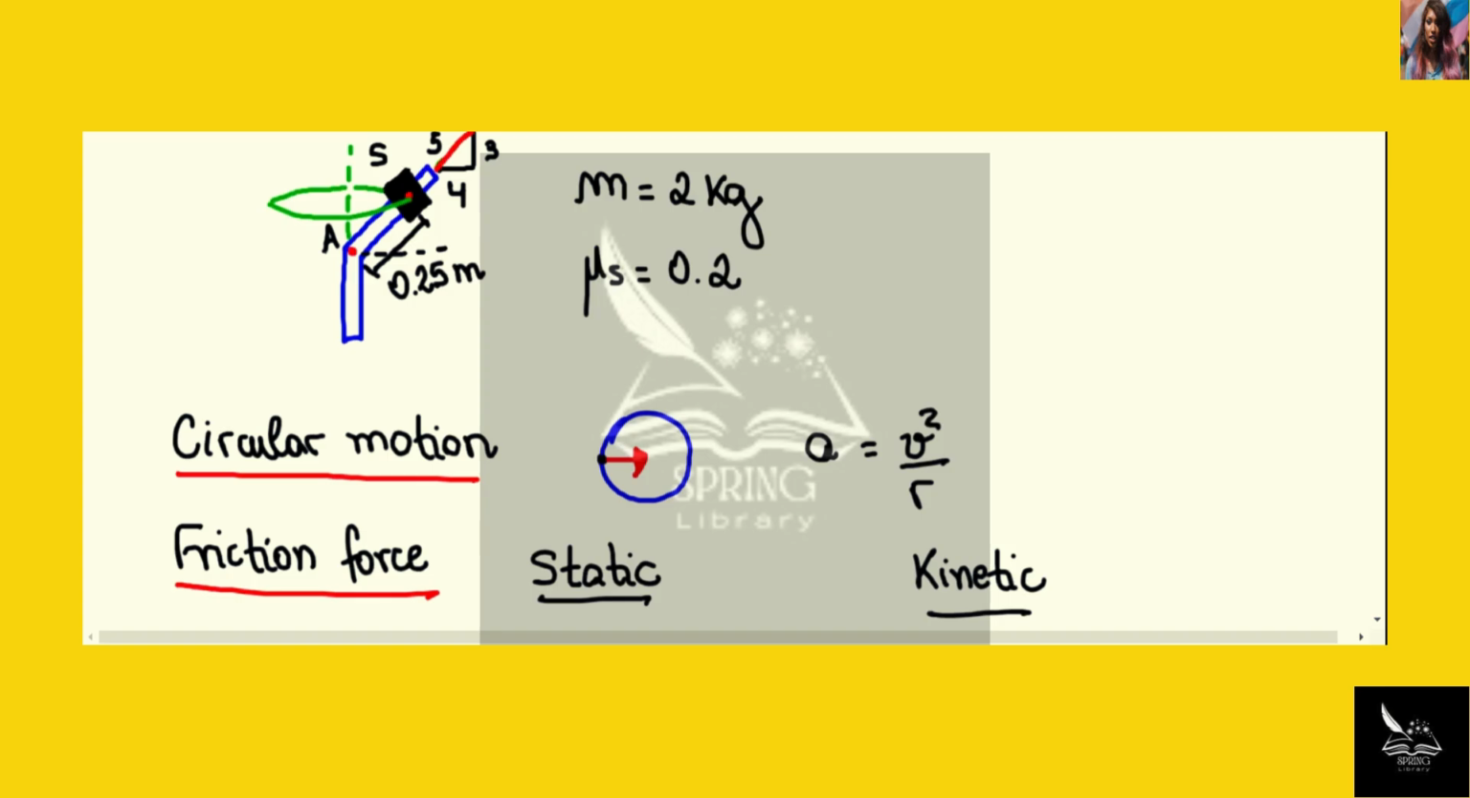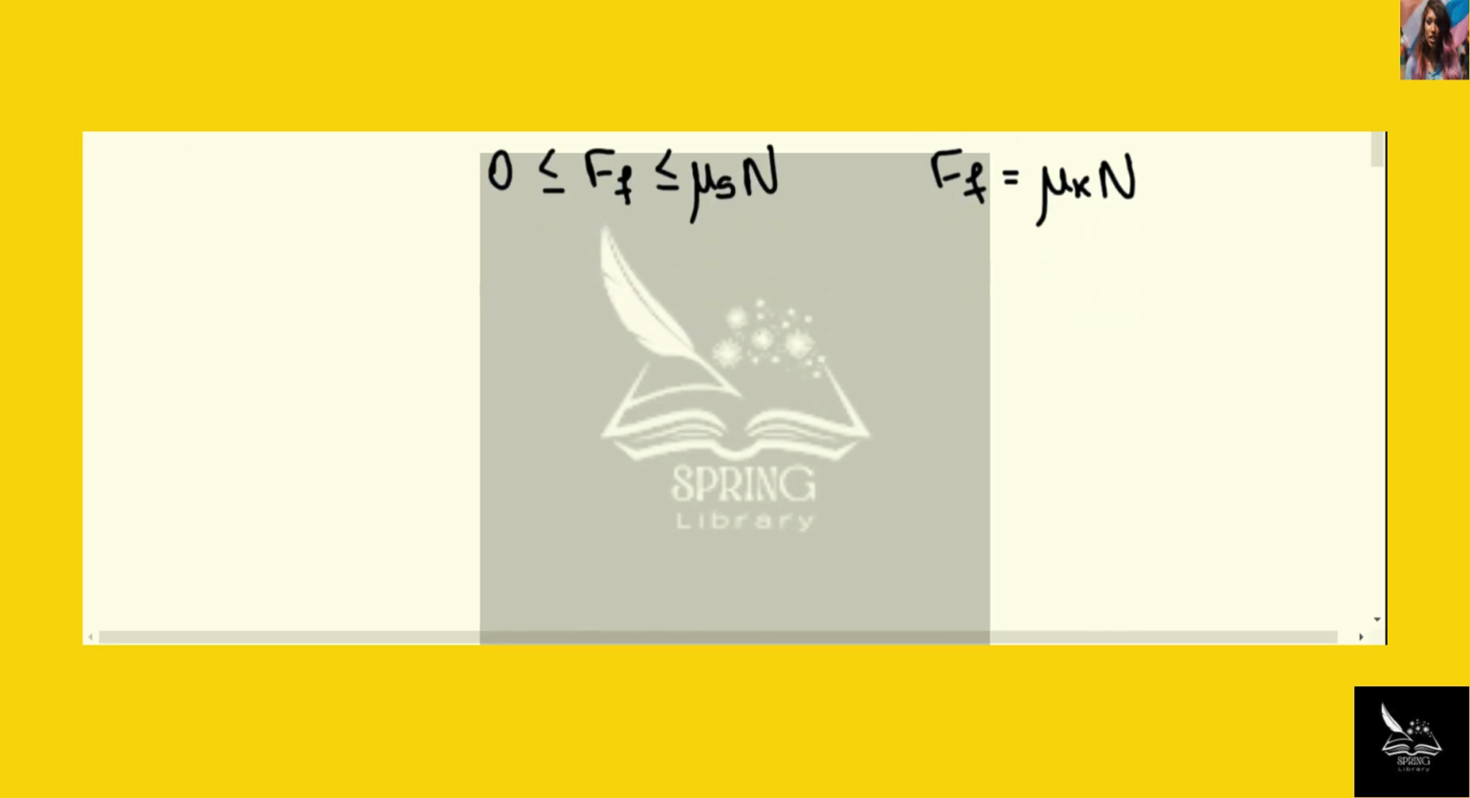Given this information, our goal is to find what is the maximum constant speed v that the spool can have so that it will not slip up the rod. Okay, so in order to solve this, what we need is to draw a force diagram on the spool. So this here is a spool.